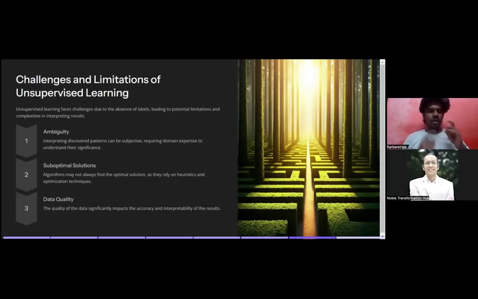Then suboptimal solution. Algorithms may not always obtain the optimal solution as they rely on heuristics and optimization techniques. So here, all the algorithms do not create an optimal solution.